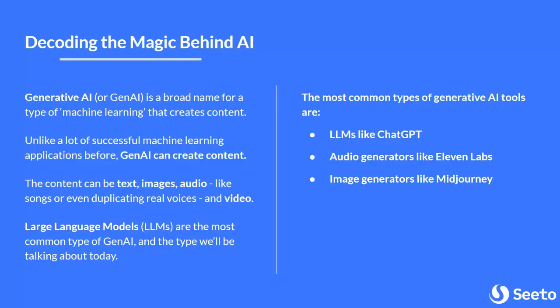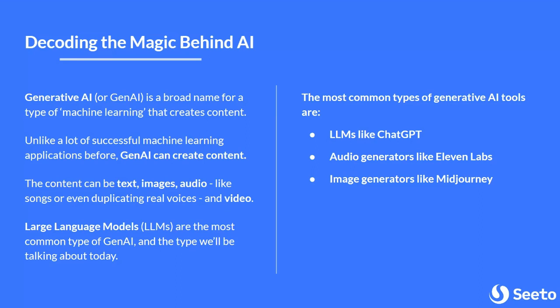Generative AI can create brand new content. Often that's text, but it can also be used to create images and audio. That audio could be songs, or it could even be duplicating real voices. We're also seeing recently that video, very convincing video, is being created by generative AI as well. And we're not going to talk about the nefarious uses of generative AI, but more about how it can be useful inside your business.